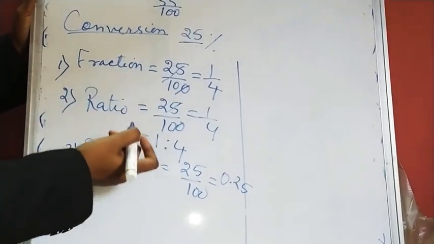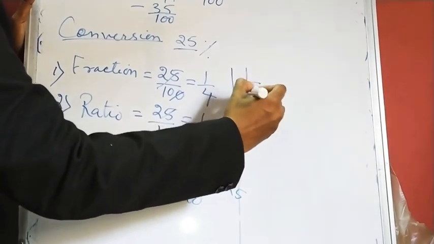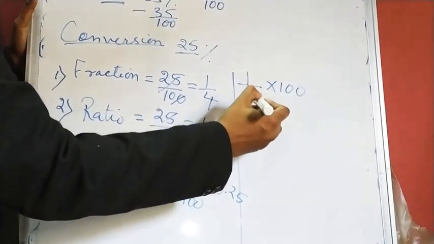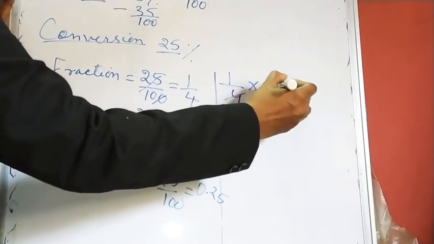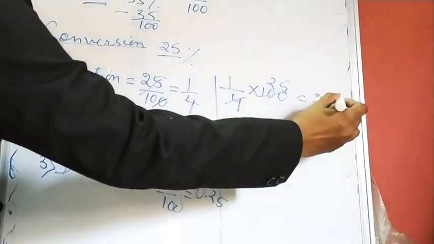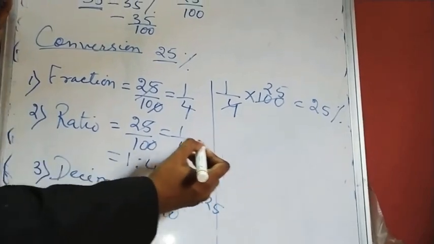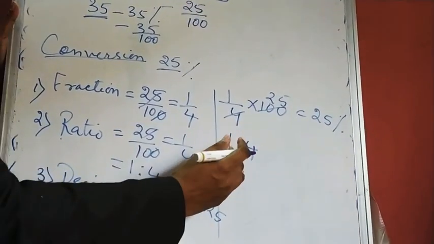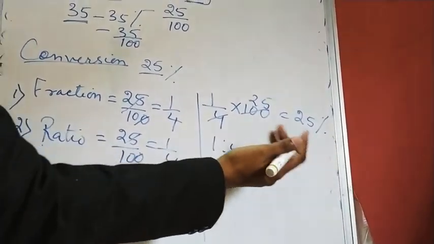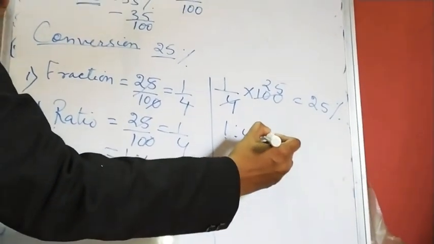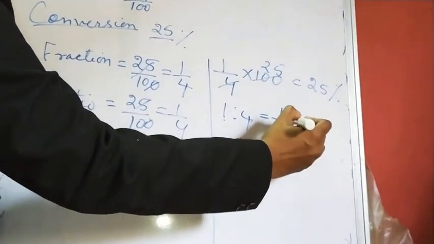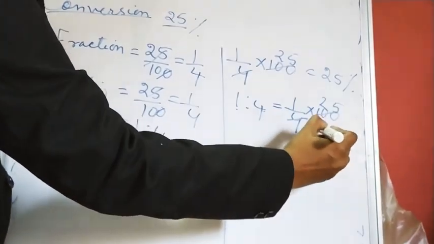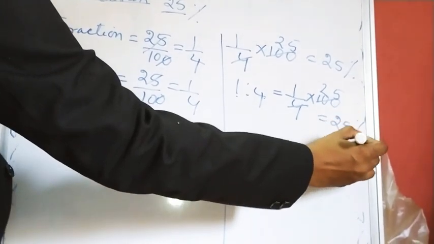Now coming to the reverse, if we need to convert a fraction into a percentage, we multiply it by 100. So 1 by 4, when we multiply by 100 and cancel, what do we get? 25%. Then coming to the ratio form, 1:4 is the ratio. We need to convert it into the percentage form. So 1:4 can be expressed as 1 by 4, and then we multiply it by 100. What do we get? 25. So here we have 25%.